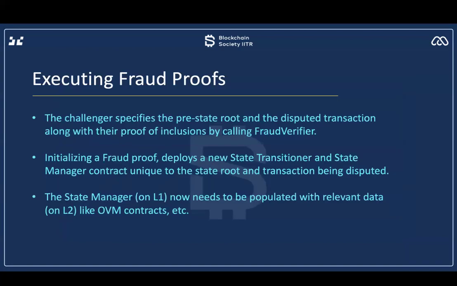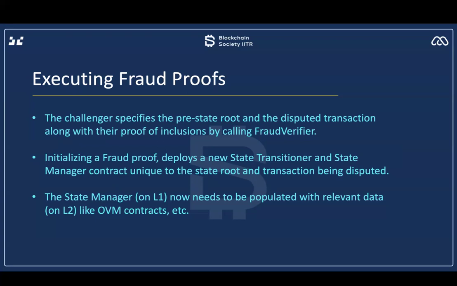So in order for a challenger to raise a fraud proof, they have to basically specify two things. They have to specify the pre-state root, and then they have to specify the disputed transaction. So in our previous case, the challenger is basically going to pass in S3, which is the correct state just before the dispute, and it's going to send the transaction T4, which has created a disputed state. Along with that, the challenger also has to give the proof of inclusion, and it is calling a contract called fraud verifier, which handles all of this fraud proof management.